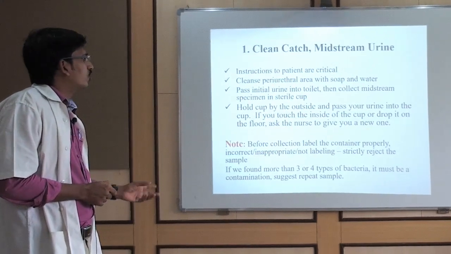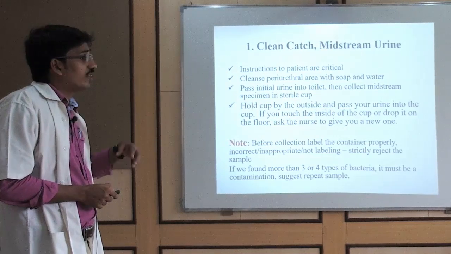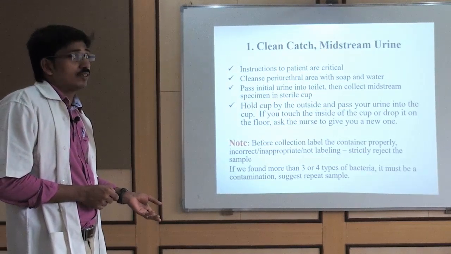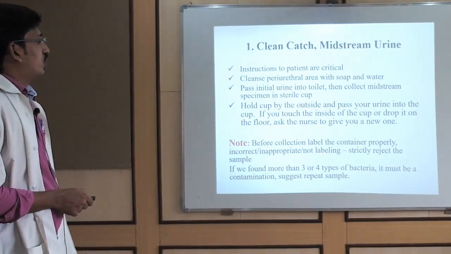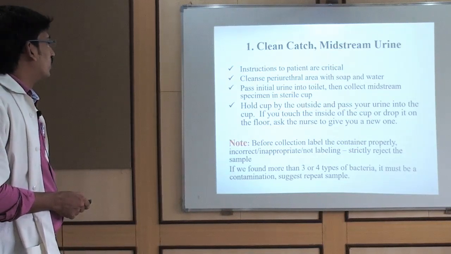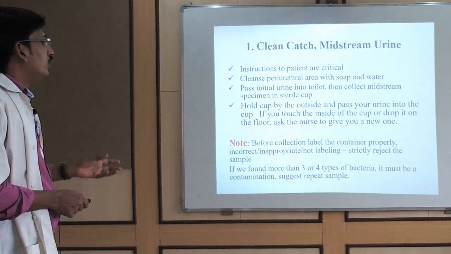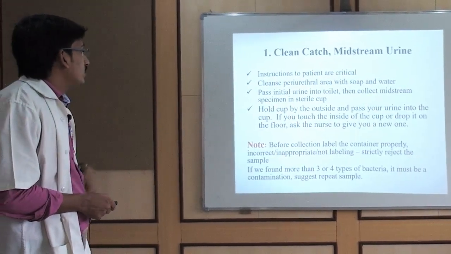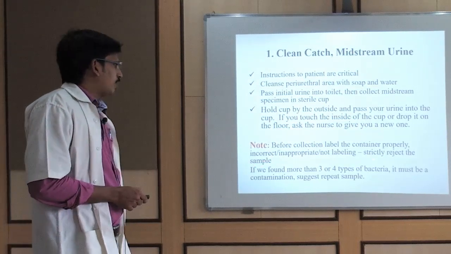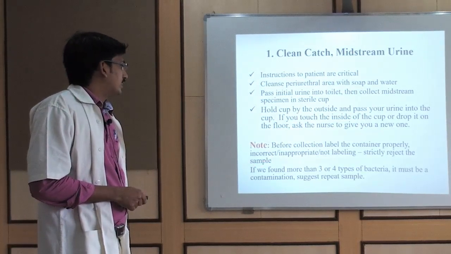Suppose the holding cup falls down, or you touch the inside of the cup. Okay, you have to inform the respective nursing staff immediately, and tell them to take another new cup. Before collection, labeling is important because sometimes the entire container can be spoiled during passing urine. So you have to avoid all those things. You have to label everything properly before collecting any samples.